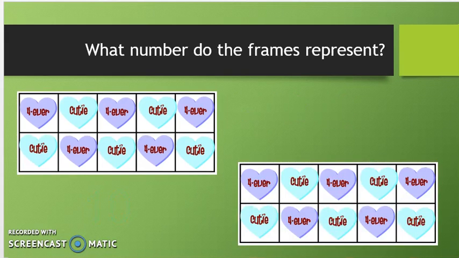So, what number does this represent? Without counting each individual counter, just by looking at the 10 frames, what number is represented here?